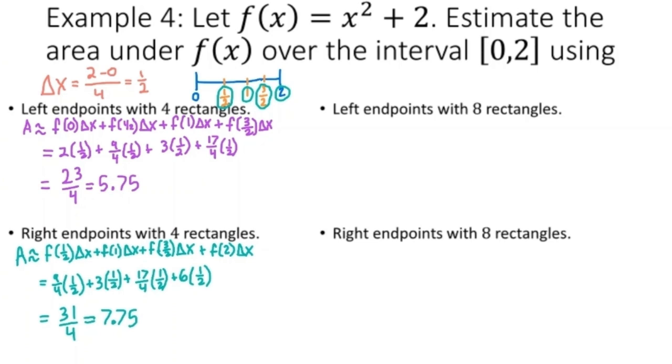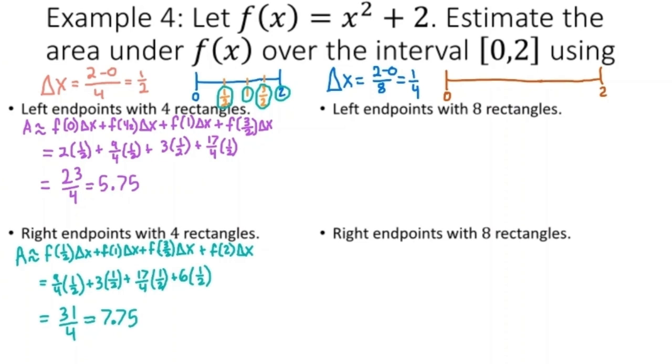Next, we're going to repeat the previous 2 examples, but this time we're going to use 8 rectangles instead of 4. Just like before, we'll start off by calculating our delta x to figure out how wide each subinterval in our partition should be. That'll be 2 minus 0 over 8, since we want 8 rectangles, which will be 1/4. Now to visualize, we'll draw a number line for the interval 0 to 2, and for each endpoint in our partition, we'll add 1/4 recursively.